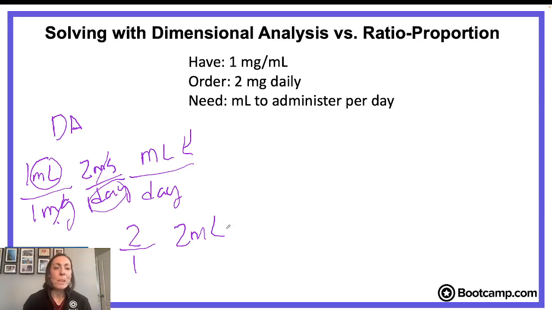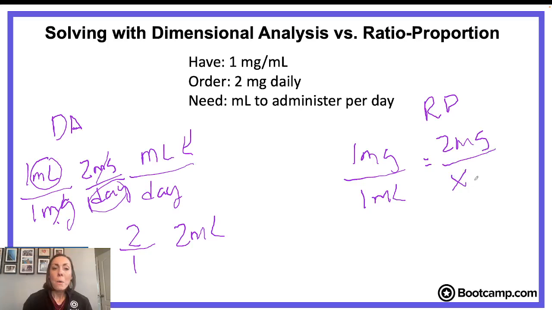Now, when we look at this in a ratio proportion method, we're going to read this as 1 milligram equals 1 ml, right? When we pull up 1 ml, we have 1 milligram of solution. So that's our volume that we know. And then what we don't know is how many mLs. So we're going to label that as X, and that's how we're going to solve it. All right, so we're going to read this as 1 milligram over 1 ml. And then what we don't know, what we're trying to find out, is we have 2 milligrams, and we want to know how much, our X mLs. What is that going to equal?